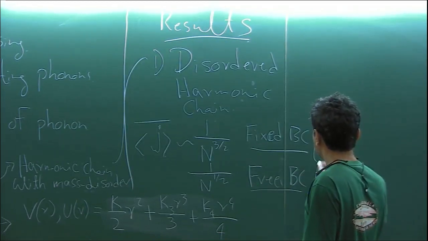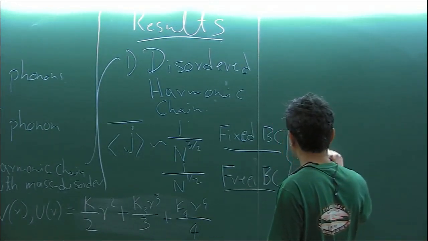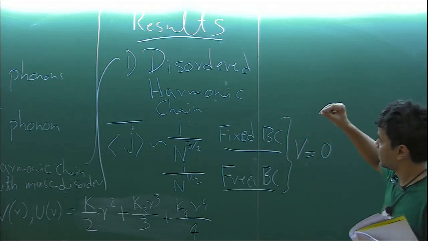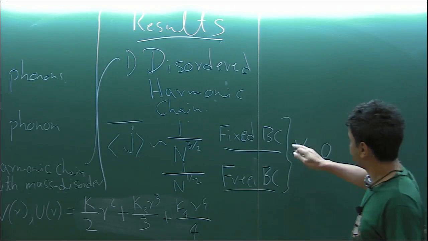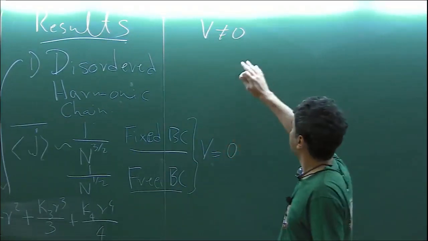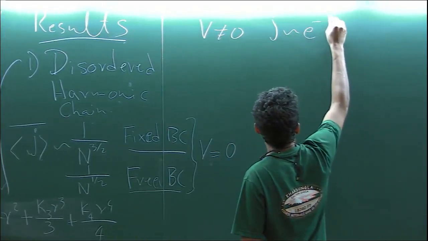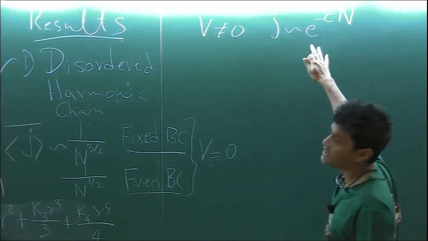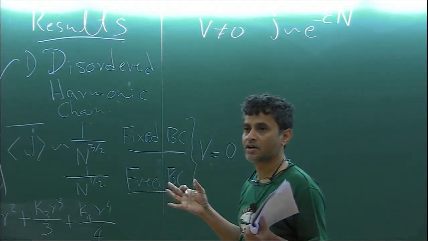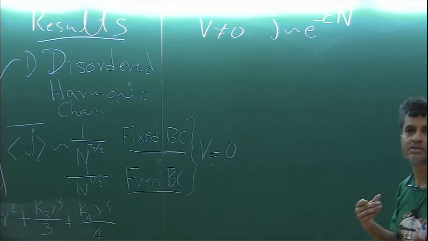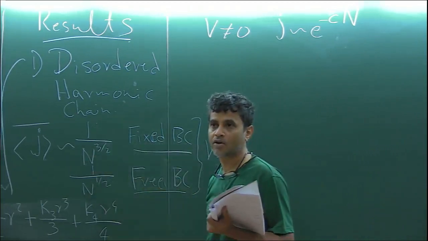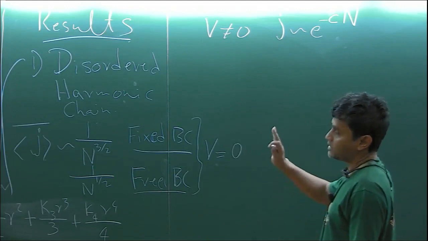The other point is that this is in the absence of an on-site pinning potential, so just without pinning. If you put pinning, meaning at every site you have springs, so for V not equal to zero, which means you have a disordered harmonic chain with pinning, then you find that the current goes exponentially with system size, something like e to the minus C N. This is like an insulator. What we'll see is that if you have disordered harmonic systems, you have things like localization, and because of localization, most states can't carry current and you get an insulator. So for a pinned system, you get an insulator. For an unpinned system, you still get some power law dependence of the current. This is for disordered harmonic chains.